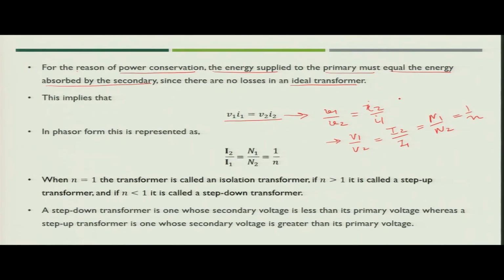So, what can we write? We can write that I2 by I1 is equal to N1 by N2, or equal to 1 by N. When N is equal to 1, we say the transformer is called an isolation transformer. When N is greater than 1, we have the step up transformer, and when N is less than 1, it is called a step down transformer.